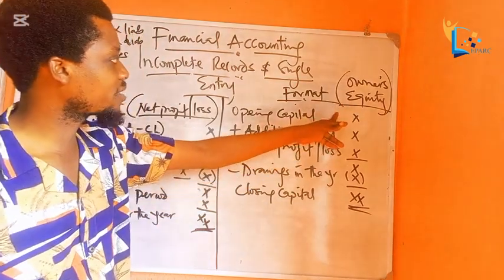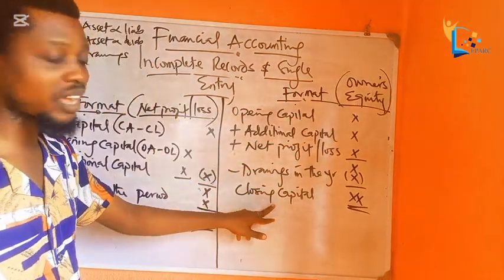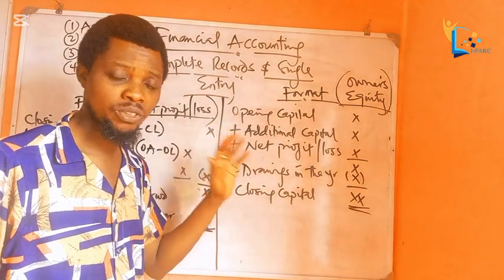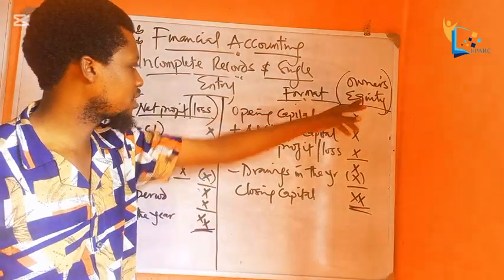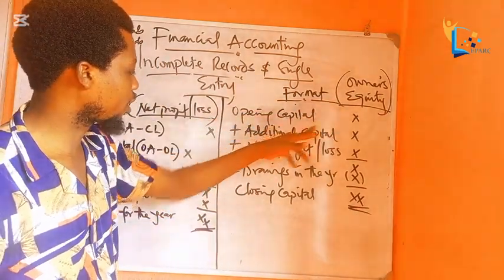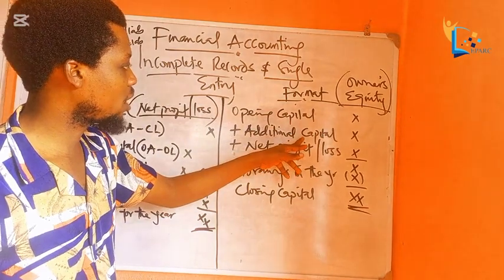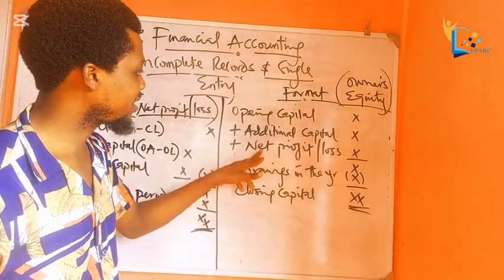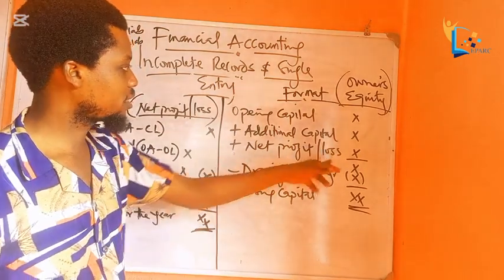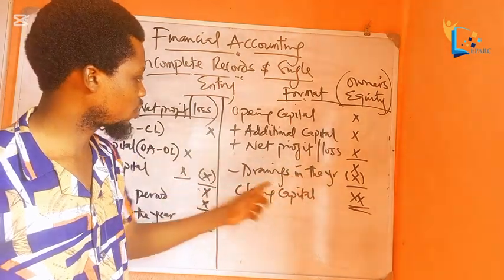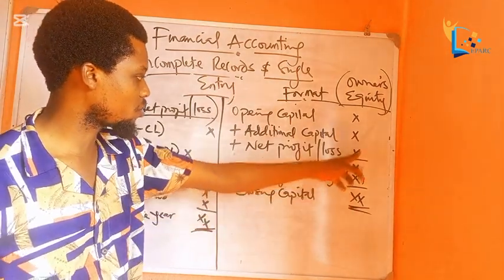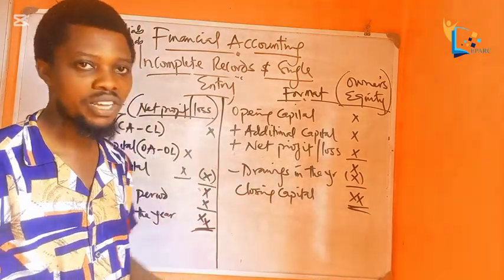Then the format for owner's equity. Owner's equity is the same thing as the closing capital when we're dealing with incomplete records. To get this, you start with the opening capital, okay? Then if there's additional capital, you add it. Then you add the net profit you got from here to these values. Then from the result, you deduct drawings, and whatever you get is your closing capital.